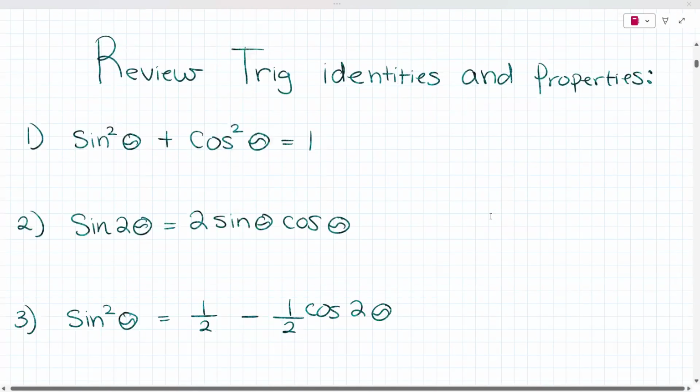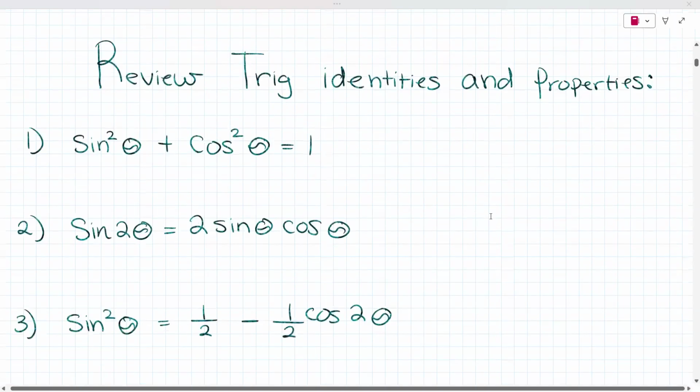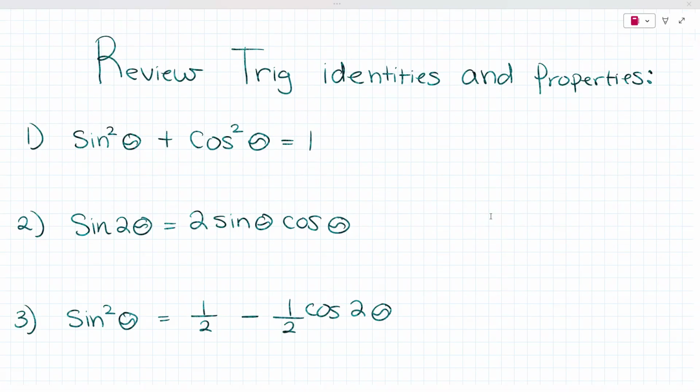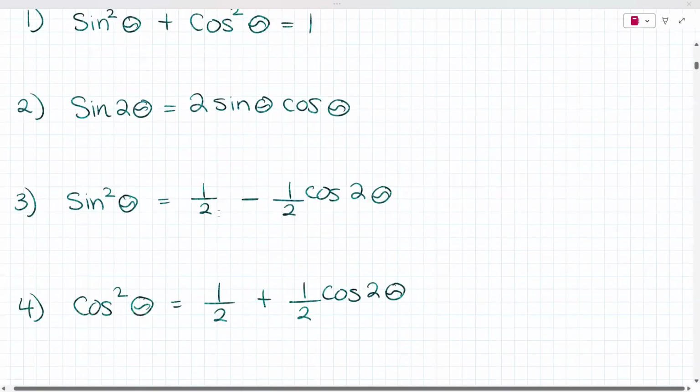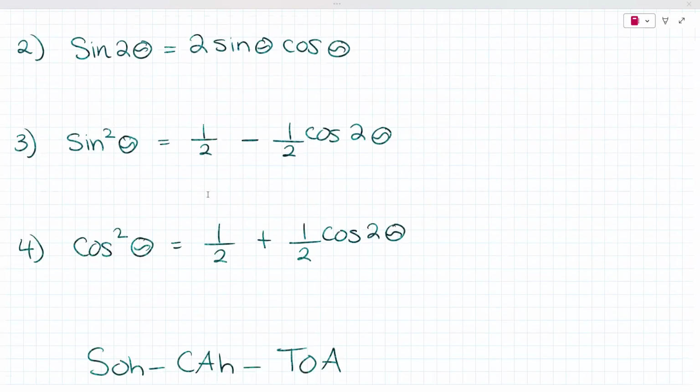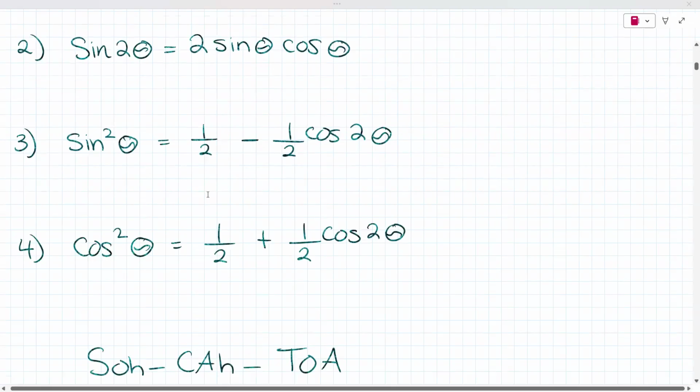Okay, so let's go over some trig identities and properties. You've probably seen this one: sine squared theta plus cosine squared theta equals 1. That's the Pythagorean identity. Sine 2 theta can also be expressed as 2 sine theta times cosine theta. Sine squared theta can also be expressed as 1/2 minus 1/2 cosine 2 theta. Cosine squared theta can be expressed as 1/2 plus 1/2 cosine 2 theta.